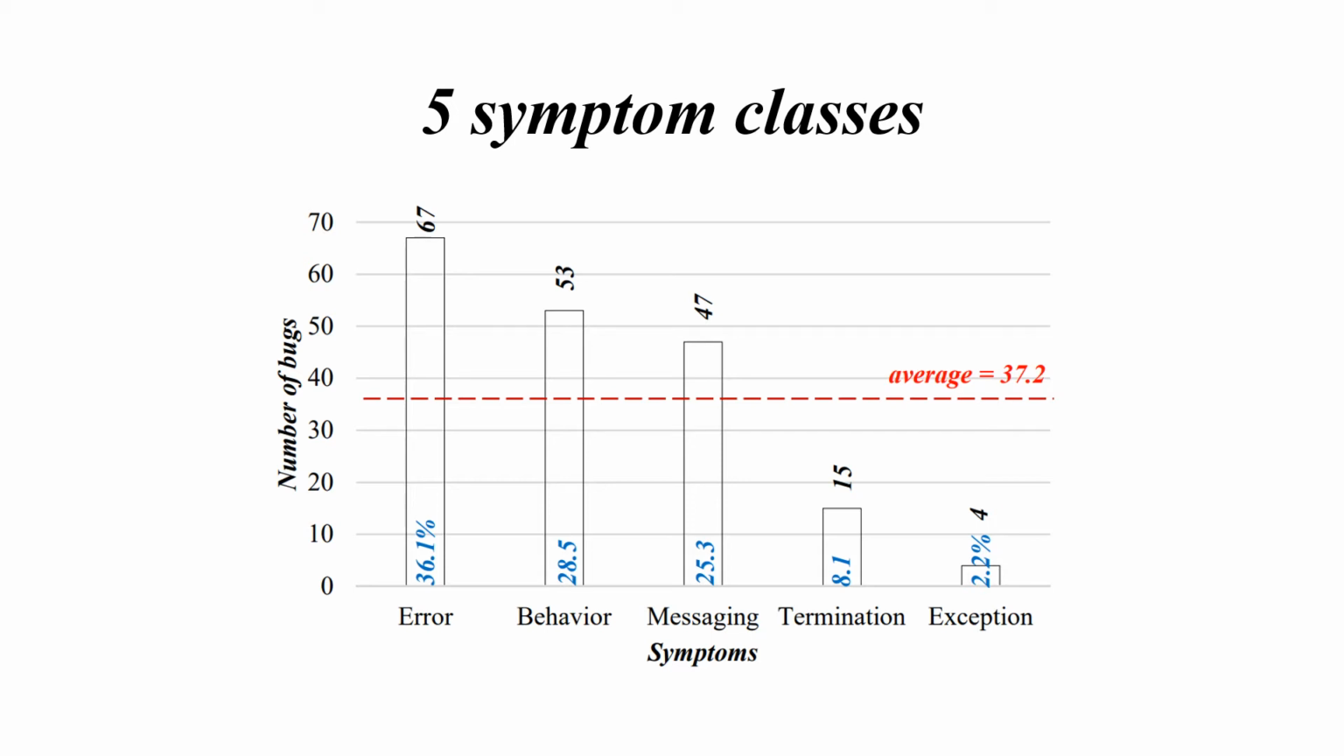A symptom denotes the impacts of a bug when it occurs. For example, the impact of an incorrect exceptions bug is that an intended actor does not throw, catch, or handle an expected exception.